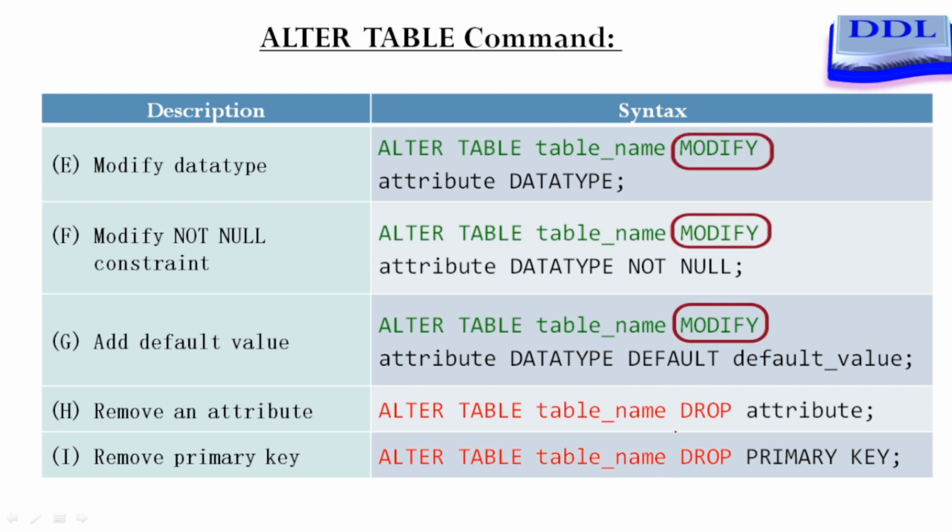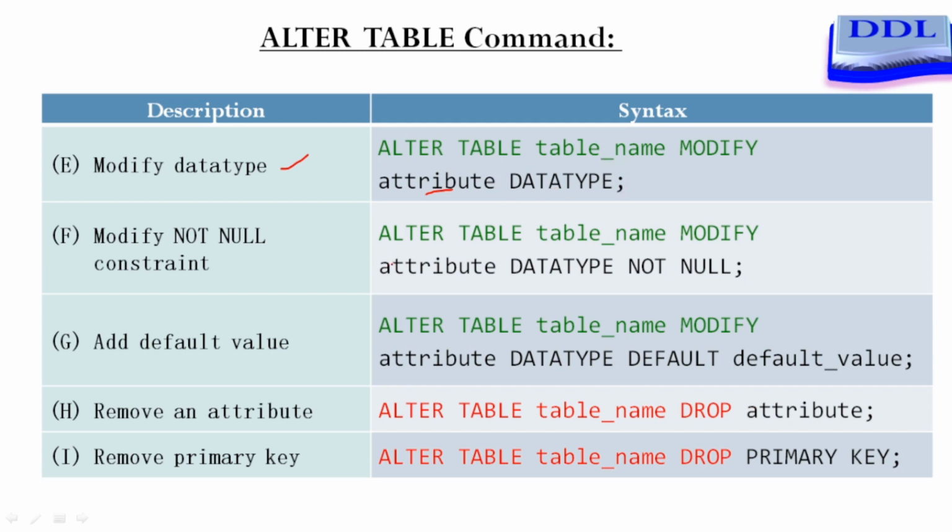Next we can look at how we can use the modify clause. The first one is modifying data type. Syntax is alter table name modify attribute data type. This attribute is the name of the existing attribute and the new data type. That is, if you are changing from int to float, give the new data type float here.